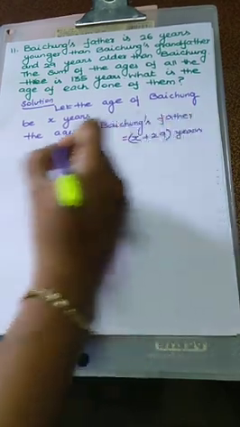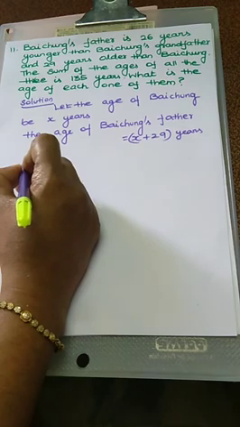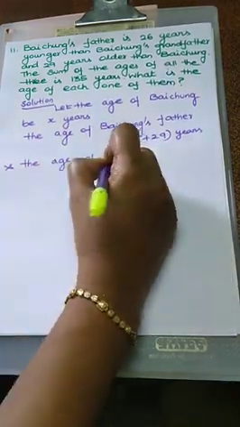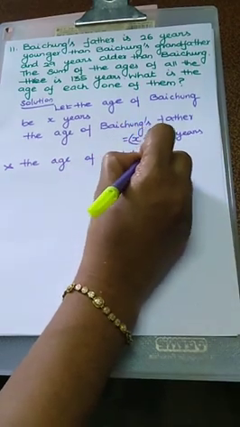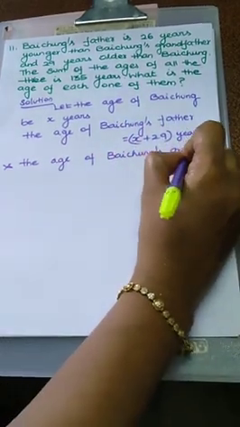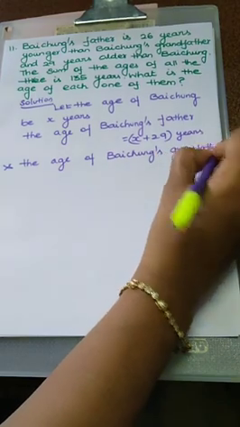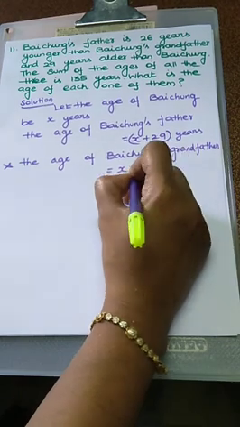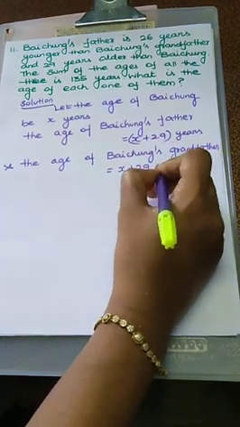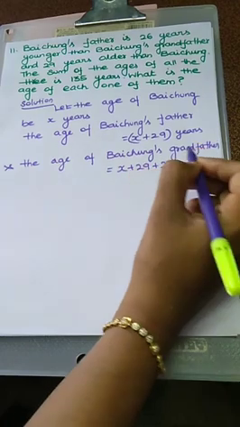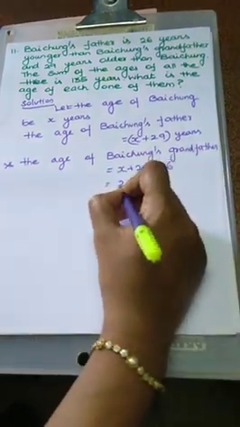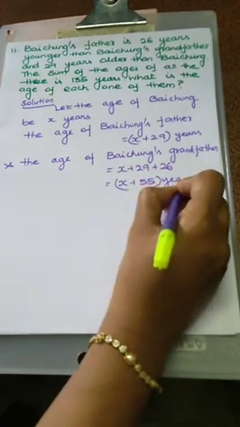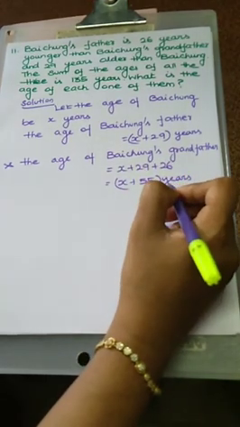Okay. Next we have to imagine the age of Baichung's grandfather. And the age of Baichung's grandfather is equal to Baichung's age is x. Father's age is actually we just add 29. Grandfather's age we need, we have to add another one 26 also. So you just add the numbers, x plus 55 years. This is actually Baichung's grandfather's age.